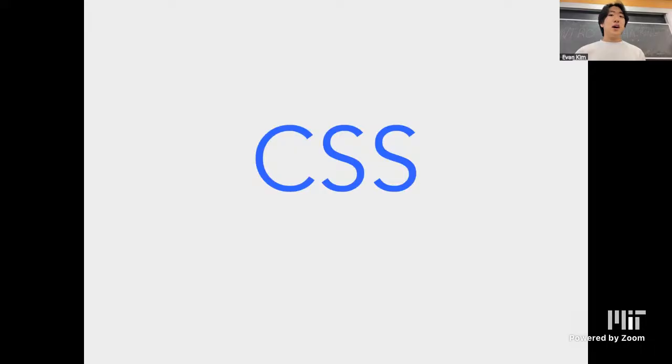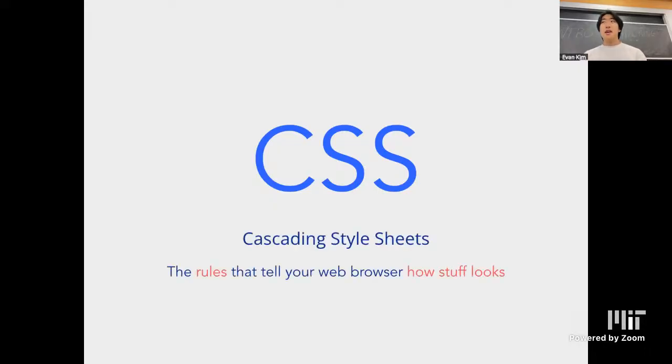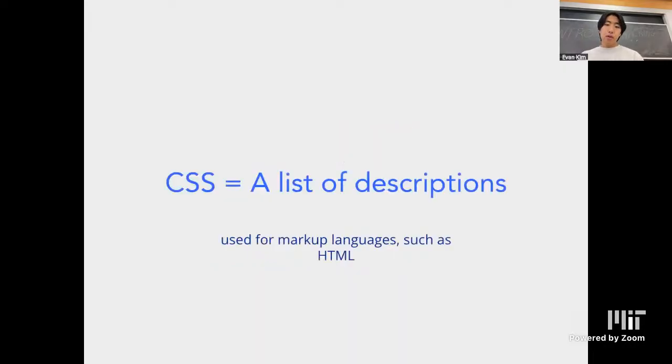So CSS is how you style these nested boxes. It stands for cascading style sheets, and it's just a set of rules for how you style things. You specify things like your font, how much spacing you have, colors, etc.